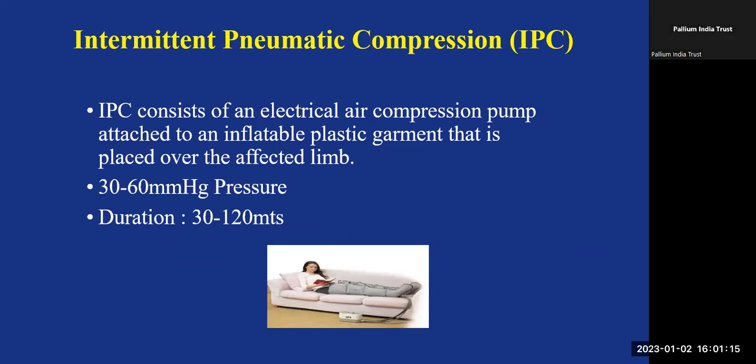And as I mentioned earlier, one of the management options for lymphedema is the intermittent pneumatic compression pump. If the patient is having stage 1 lymphedema, then you can think about this also. This is an electrical air compression pump attached to an inflatable plastic garment. If the patient is having lymphedema on their lower legs or upper arms, you have to insert the affected area into that inflatable plastic garment. There is a machine, and we can adjust the pressure and the duration also.